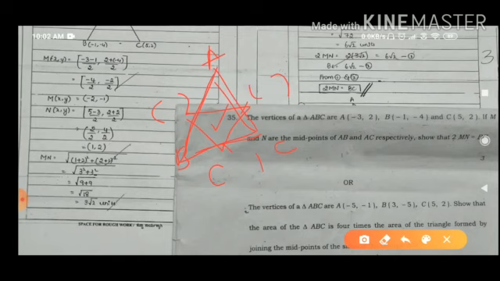So you can choose any one which is very easy, and which you know 100% you can solve. Choose that question.